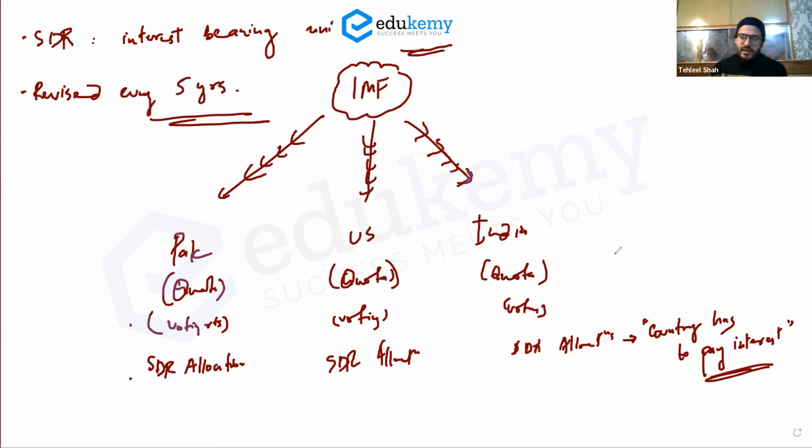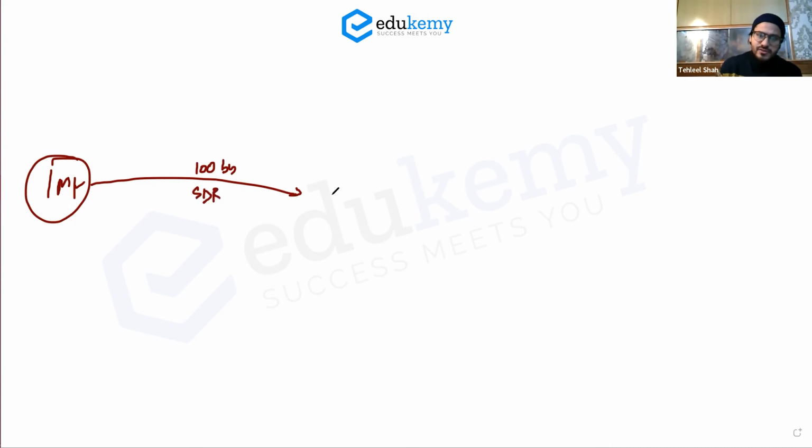Now, let's say an example. IMF has allocated 100 billion SDRs to, let's say, India. अब इंडिया को SDR allocate हुआ है. So India's SDR allocation is how much? India's SDR allocation is 100 billion. That is the allocation of SDRs for India.